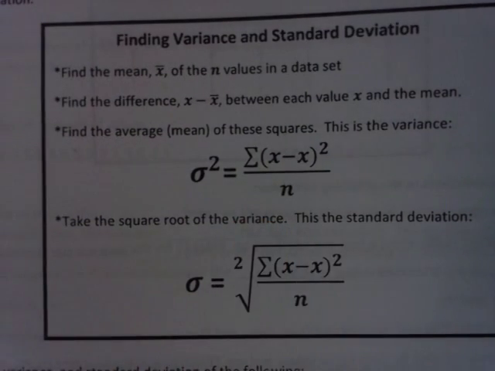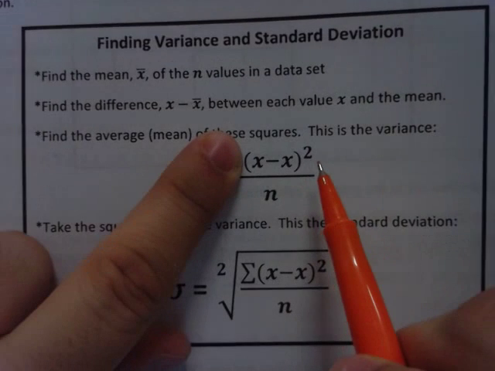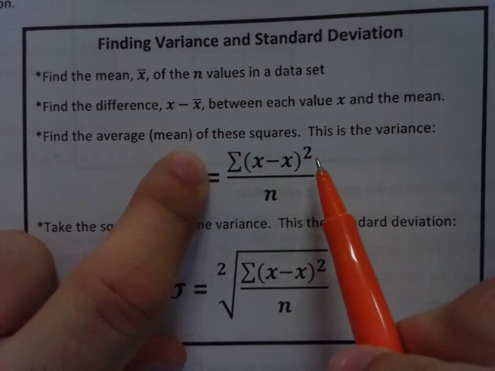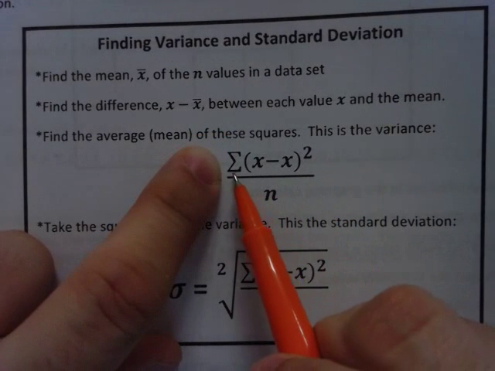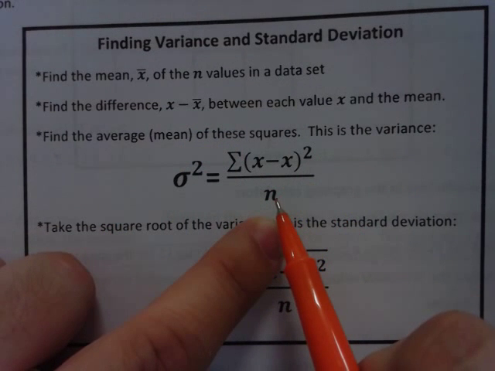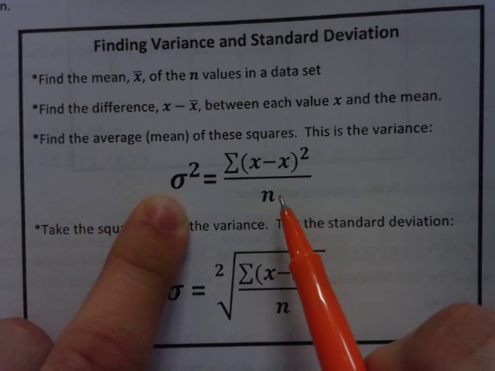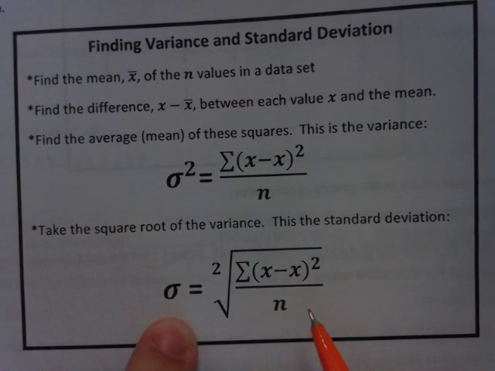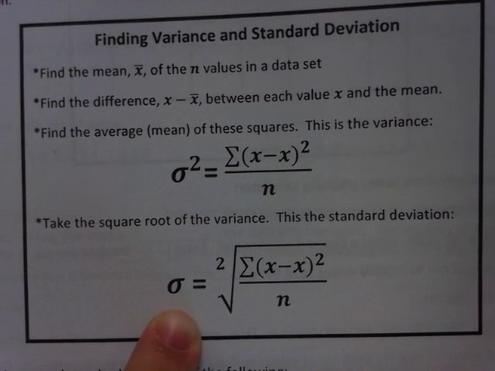Then, if we look at this equation, we have to square those differences to get them all positive. Then we have to add them all up. And then we have to divide by however many there are. That gives us the variance. After that, we take the square root and we have the standard deviation.